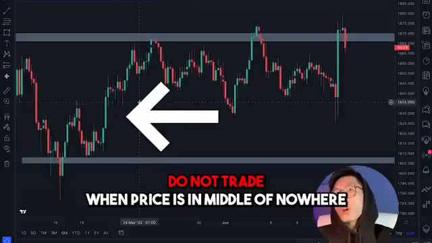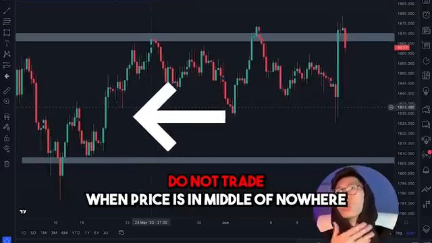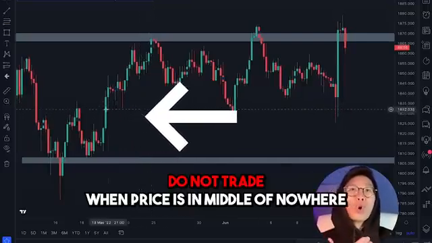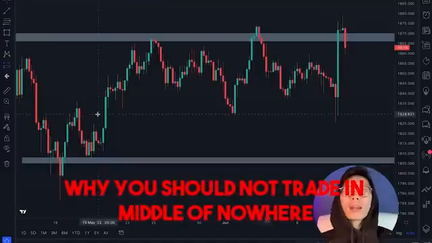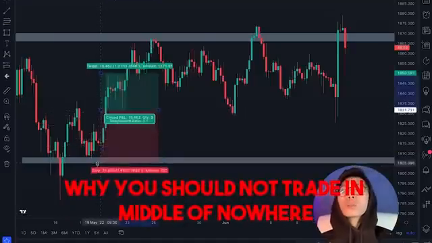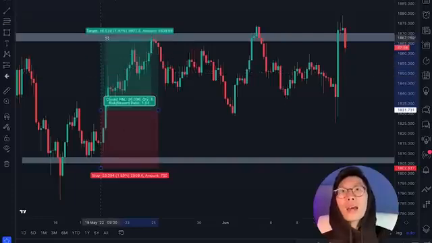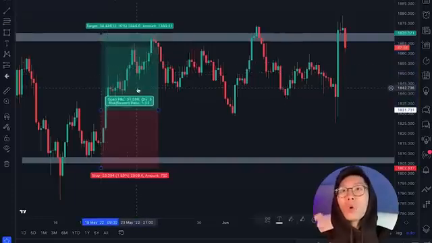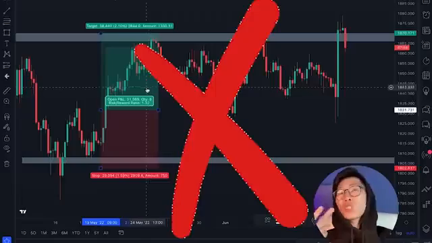Because you do not want to get in the middle of nowhere, alright? Do not get into the trade in the middle of nowhere. So let's say you get in for a buy somewhere around here, your stop loss is below here, and then you take profit at this key level, then guess what? That is a 1 to 1 risk to reward ratio, and that's not worth it.